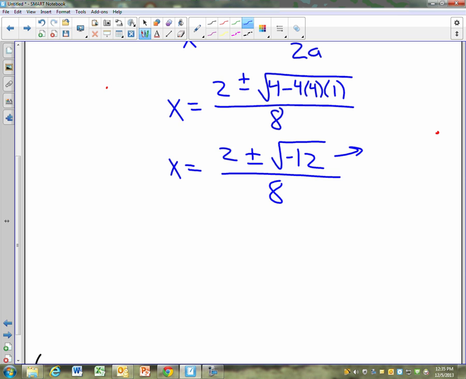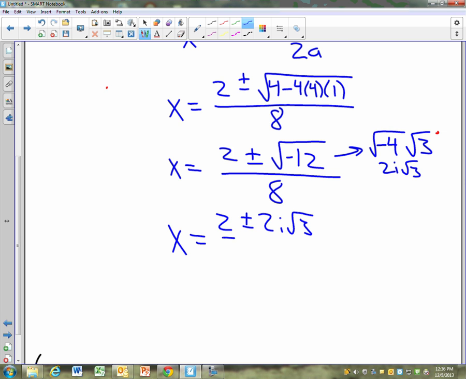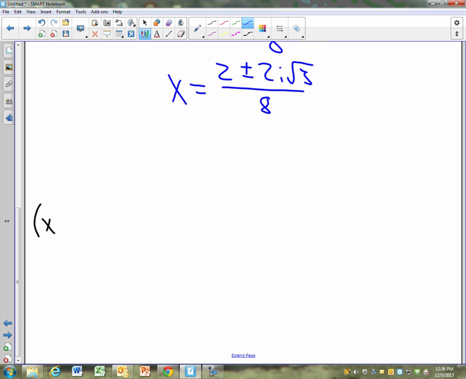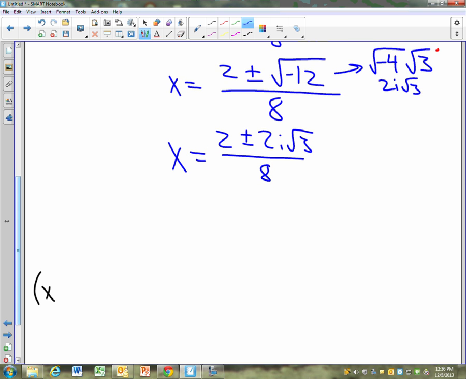Square root of negative 12. What is that simplified to? Square root of negative 4 and the square root of 3. What's the square root of negative 4? 2i. So we have 2i roots of 3 is what that will simplify to. So our solutions become 2 plus or minus 2i roots of 3 all over 8. What can you take out of all of those? A 2. If I reduce by a factor of 2, I get 1 plus or minus i roots of 3 all over 4.